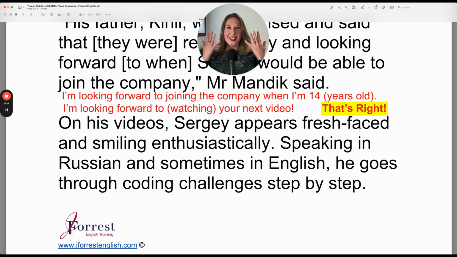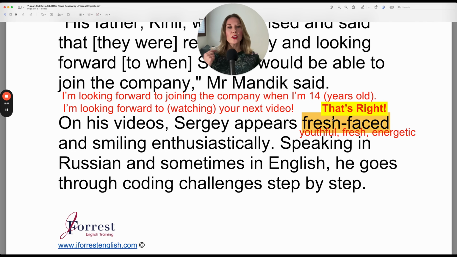On his video, Sergey appears fresh-faced. So fresh-faced is an adjective that could mean youthful, or it could also mean just very energetic or fresh. For example, at the end of the day, I probably will not look fresh-faced. My makeup will be a little smeared. Maybe my eyes will have some bags under them. My hair won't be as nice. But right in the morning, right after I do my makeup, I look fresh-faced. So hopefully I look youthful, but if not, it could still mean just fresh for the day.